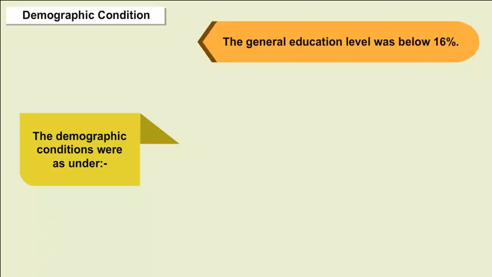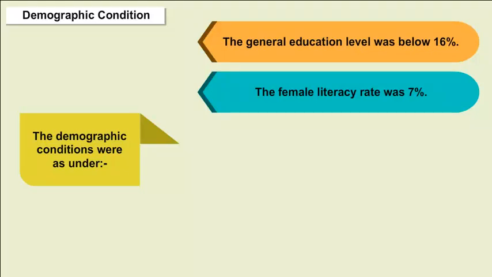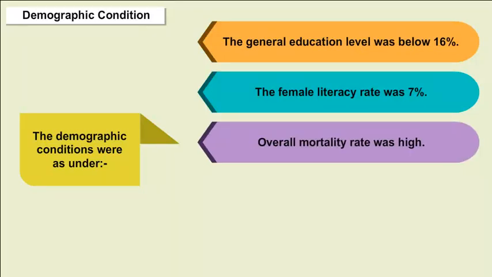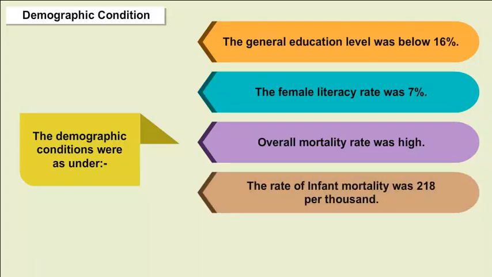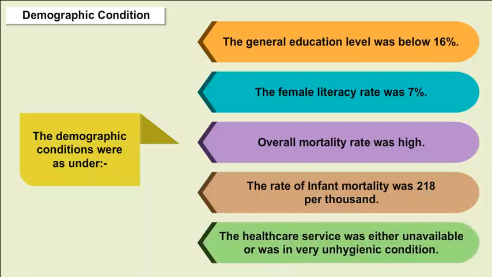The demographic conditions were as under. The general education level was below 16%. The female literacy rate was 7%. The overall mortality rate was high. The rate of infant mortality was 218 per thousand. The healthcare service was either unavailable or in very unhygienic condition.